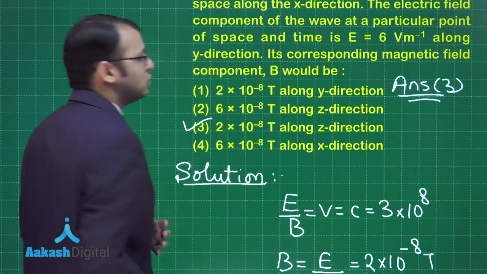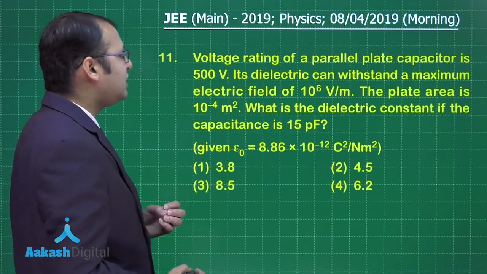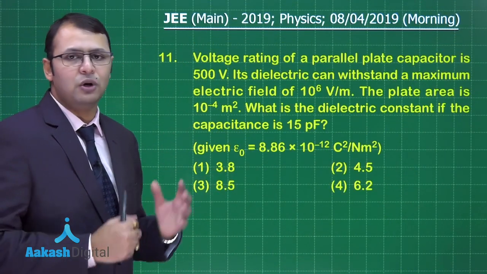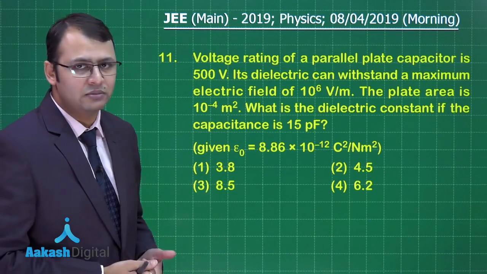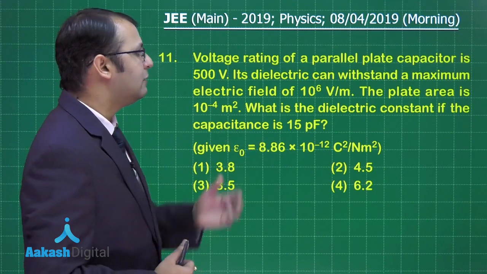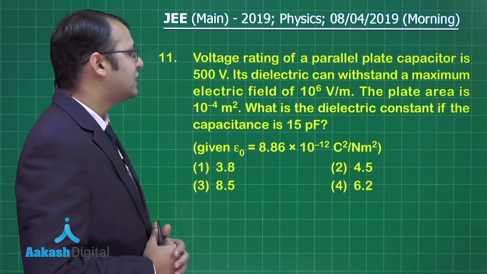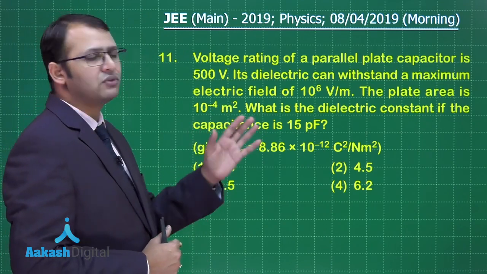I hope you have understood this question. Let's move on to our next question. Now the question you see here, that is voltage rating, belongs to the section of electromagnetism of capacitance. Now the voltage rating of a parallel plate capacitor is given as 500 volts. Its dielectric can withstand a maximum electric field of 10 to the power 6 volt per meter.